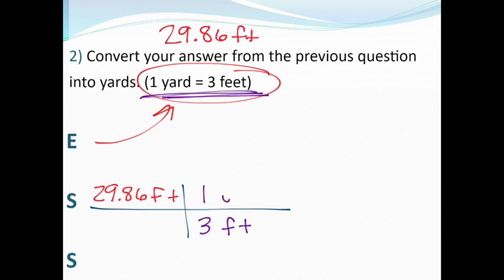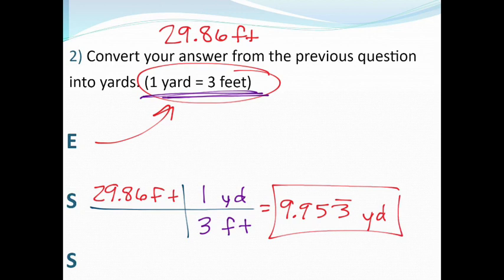And then we can put 1 yard. YD is the abbreviation for yard if you need to shorten that down. And that should get us there. That's going to get us our answer. And so if we take 29.86 and divide by 3, then we get 9.953 repeating. And this right here is 4 sig figs already. So all we need to do is add our unit, and that can be our answer.